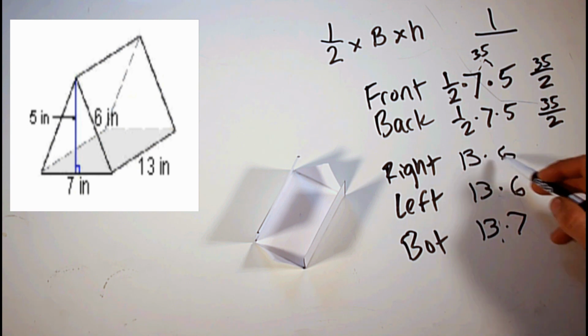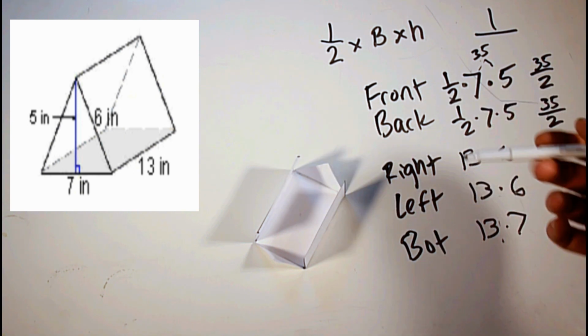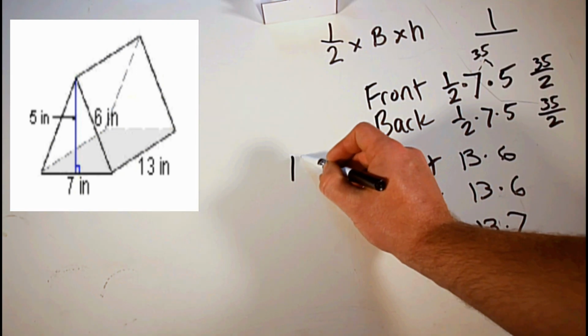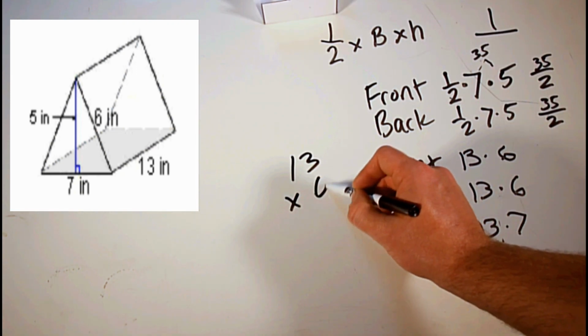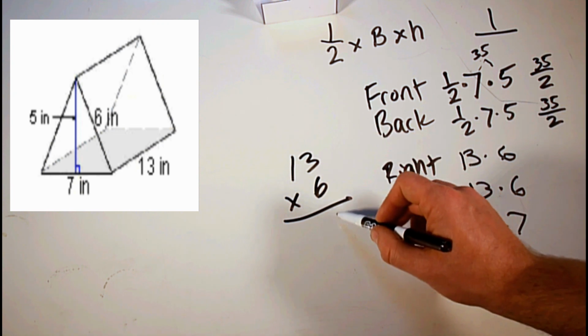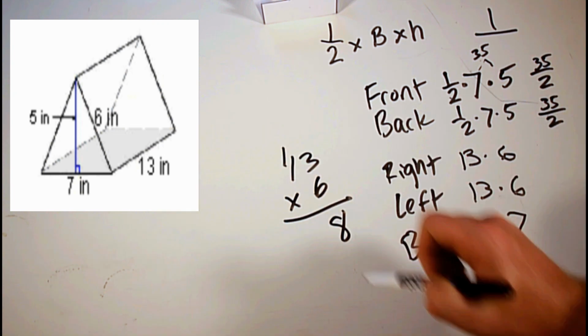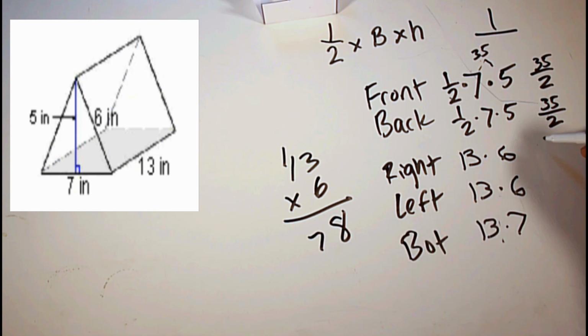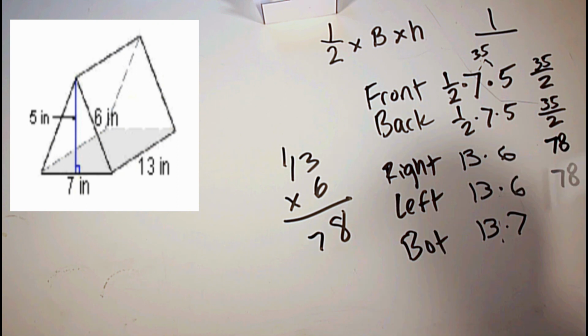All right, so 13 times 6. Now you probably don't know that fact off the top of your head. So what we need to do is just do it on the side. That's perfectly fine. All right, so 6 times 3 is 18, carry the 1. 6 times 1 is 6, plus 1 is 7. All right, so both of these are equal to 78. This is the same problem.